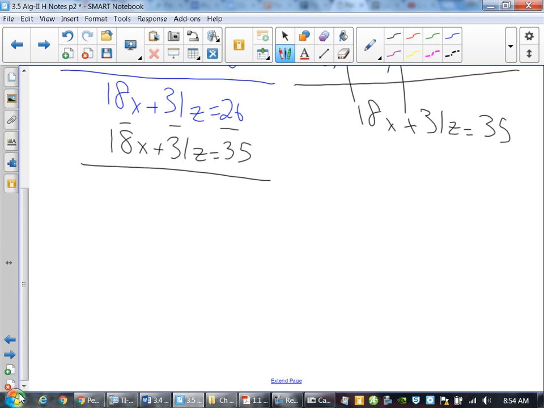if I subtract all this out, I get 0 is what, negative 9? Is that a true or a false statement? It's a false statement. There's no solution, so this is a no solution. That's why I was fighting it.